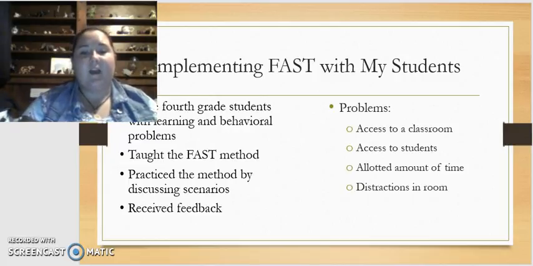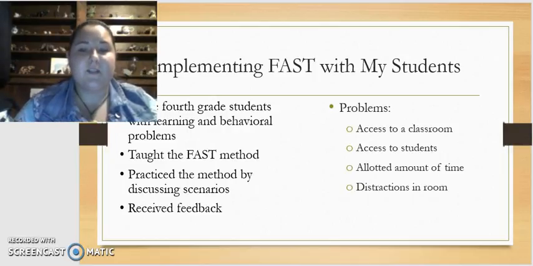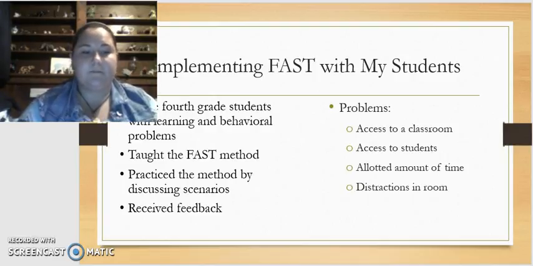The problems that I had was that I didn't have access to a whole classroom. And the students that I did get to work with, I'd only worked with one of them previously. Also, we were in the special education room, and there was another student in there that was having a problem, so it was very distracting to the students that I was working with.